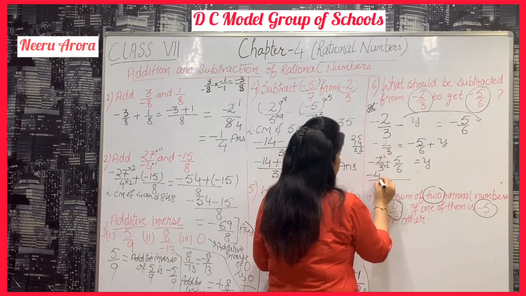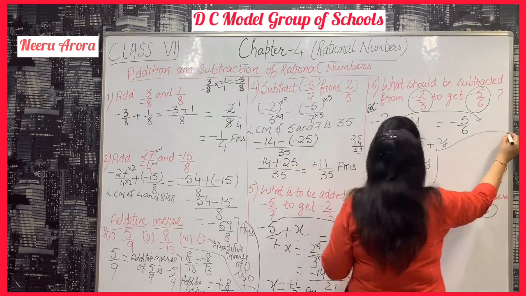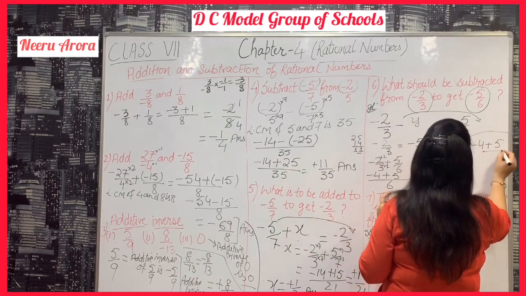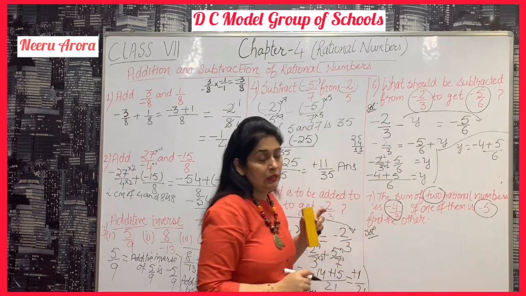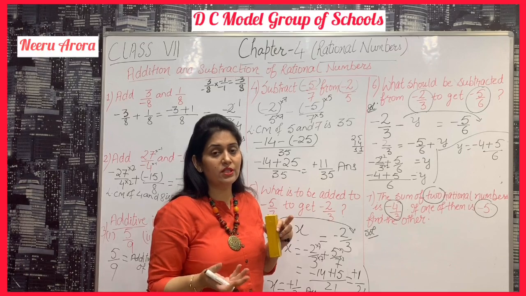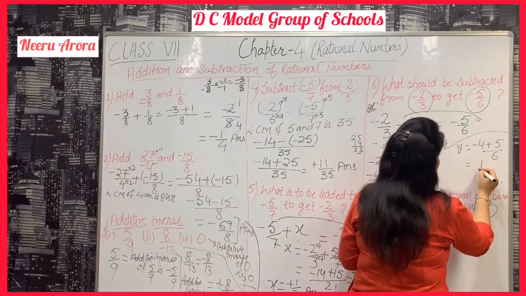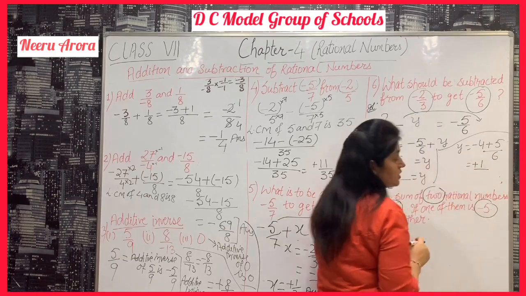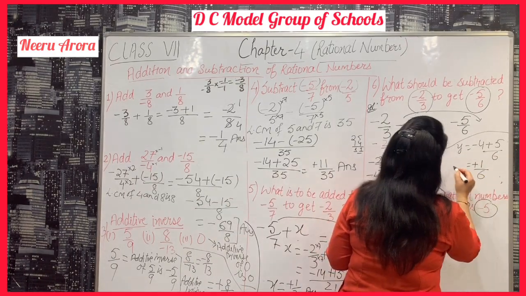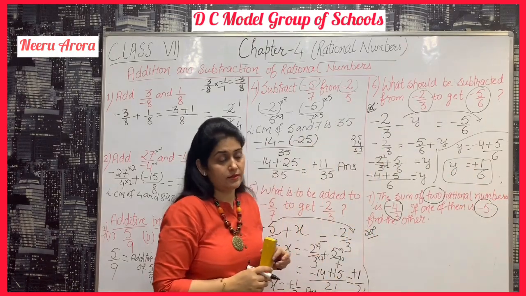Here it comes minus 4 plus 5 is equal to y. So what we get here? y is equal to minus 4 plus 5 by 6. So both have opposite signs. When we have opposite signs, we subtract the terms. 5 minus 4 is 1, and the sign of the bigger term comes. Here the bigger term is 5. So the final answer is 1 by 6. So y is equal to 1 by 6.